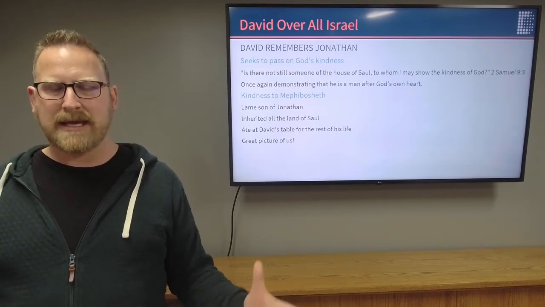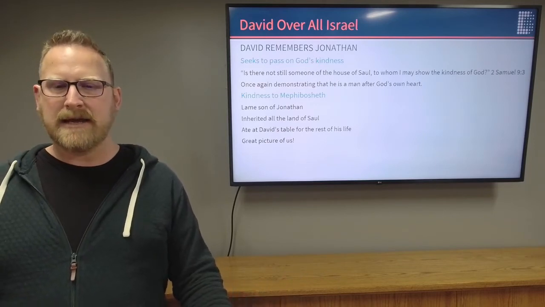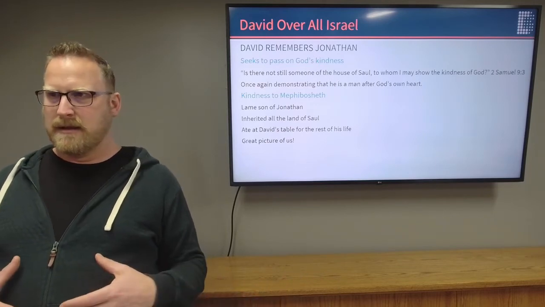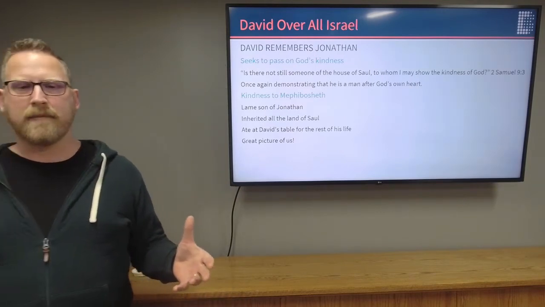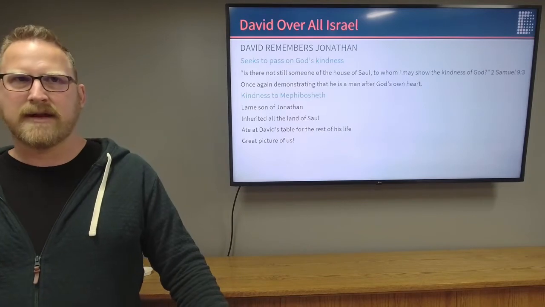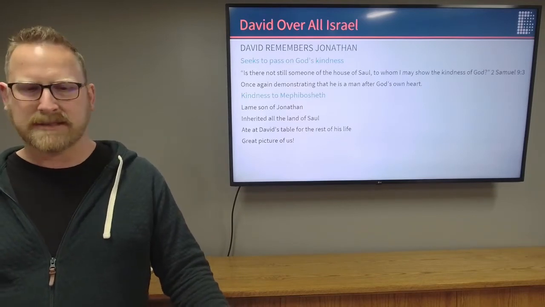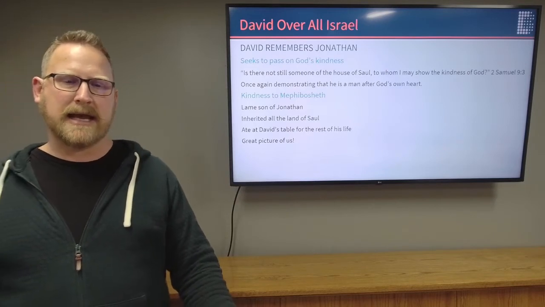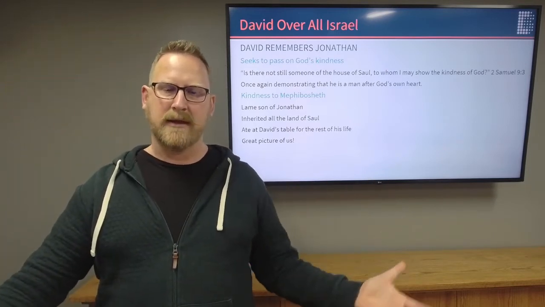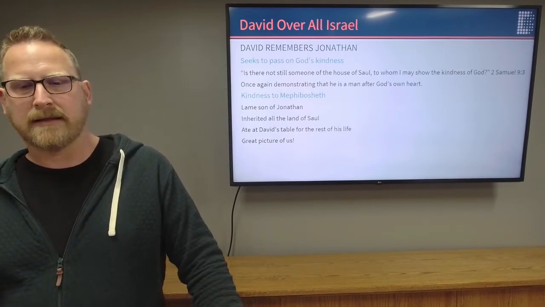David brings him in and he gives him all of the land of Saul. But then he takes also a servant of Saul and makes the servant head over that land, because Mephibosheth is going to stay with David in his palace and eat from his table, and yet he's going to gain his wealth from the land of Saul, and this servant is given control of that land.